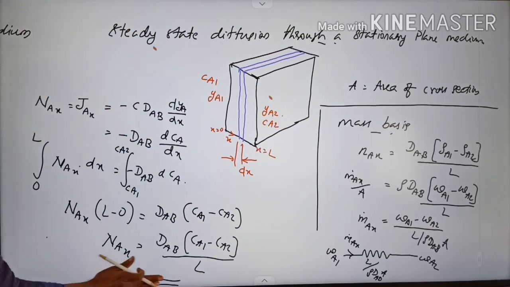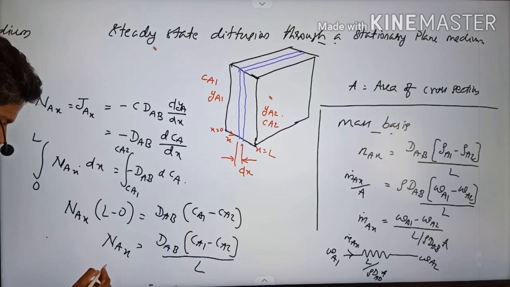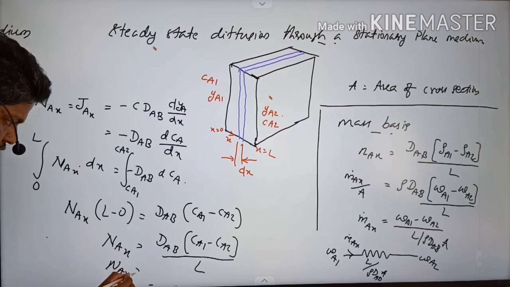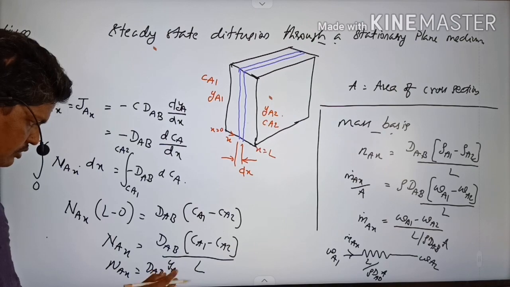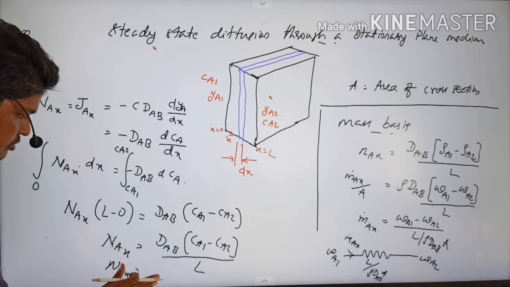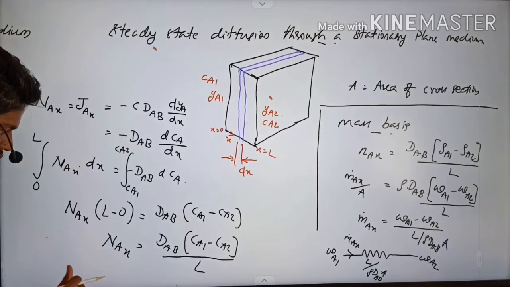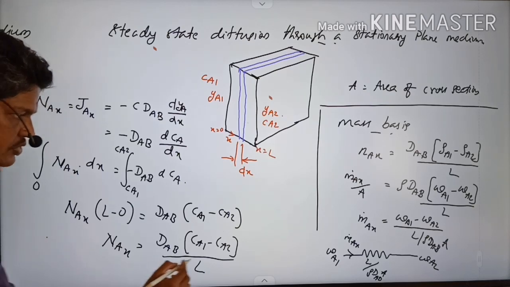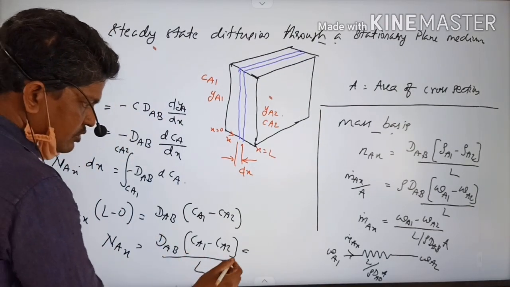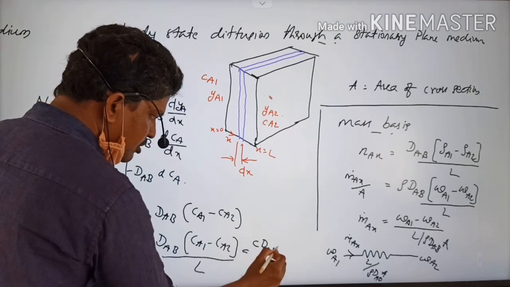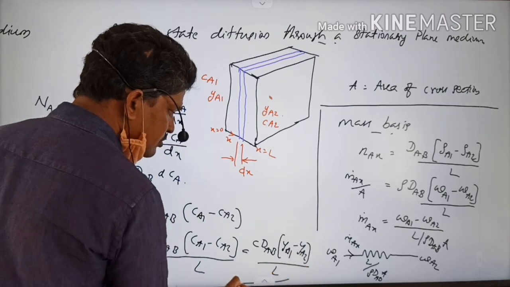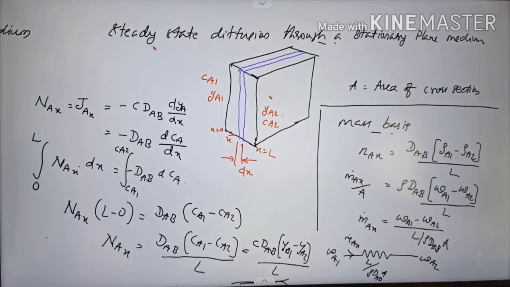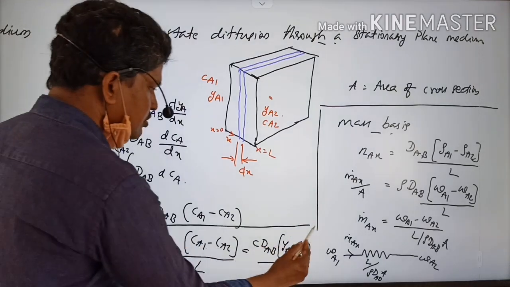Here also, in terms of y, you can write NAX equal to C dAB into YA1 minus YA2 by L, with C outside. So these are the other equations.